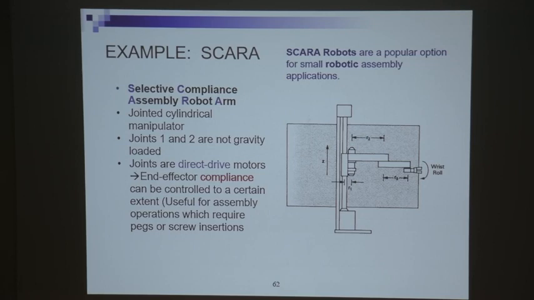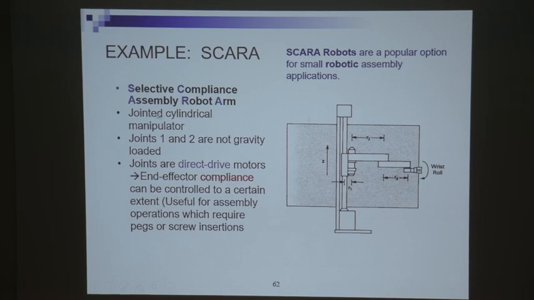Let's look at a specific robot system, a SCARA. This is a popular option, an example, for small robotic assembly operations. SCARA stands for Selective Compliant Assembly Robot Arm. The Z axis is rigid, so you move around the jack, and then in one direction, and you have X and Y compliant.